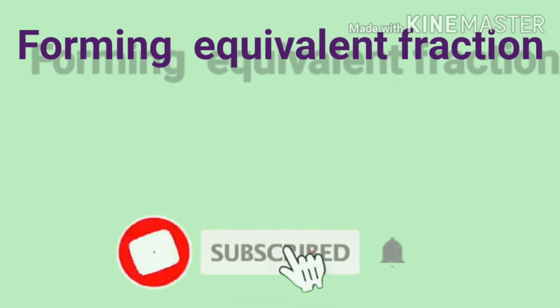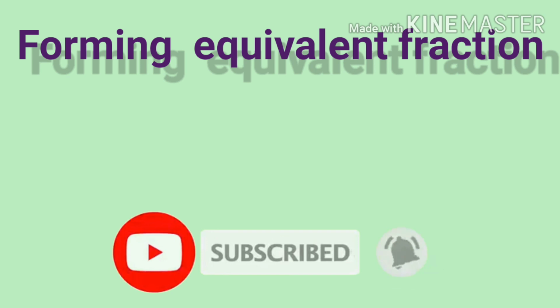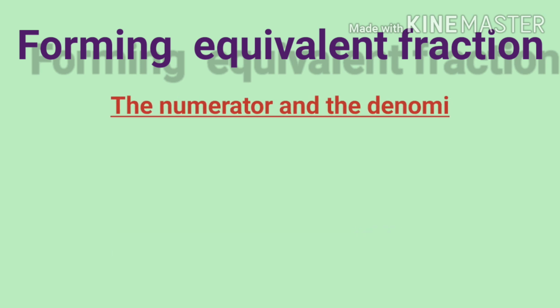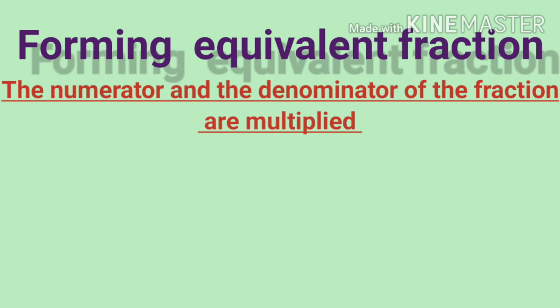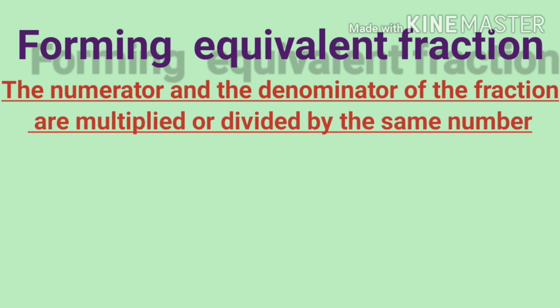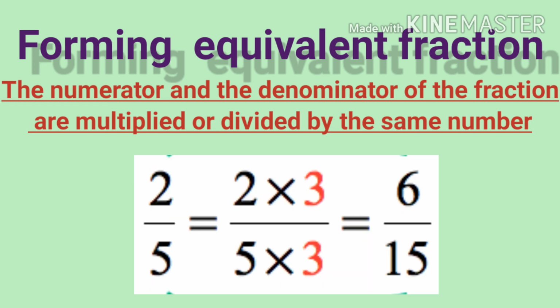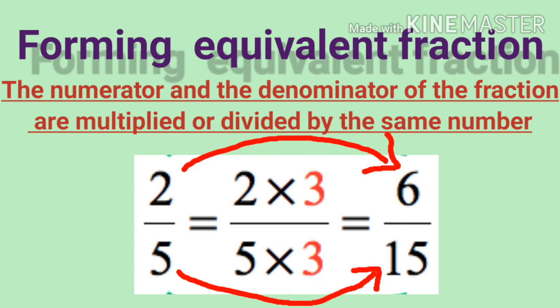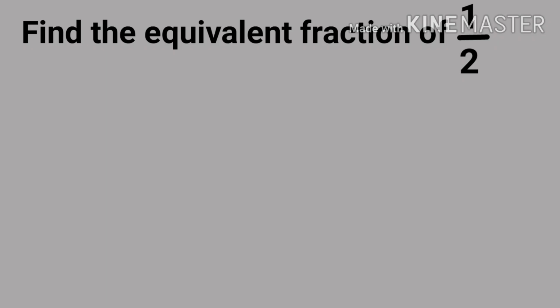Now, what would happen if we did not have shapes such as circles and rectangles to refer to? Then how can we find an equivalent fraction for any given number? For this, we need to learn this rule. The numerator and the denominator of the fraction are multiplied or divided by the same number. So, by multiplying the numerator and denominator of a fraction with the same number except 0, its value does not change.